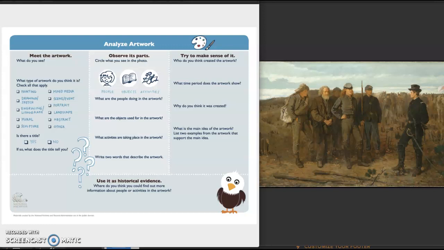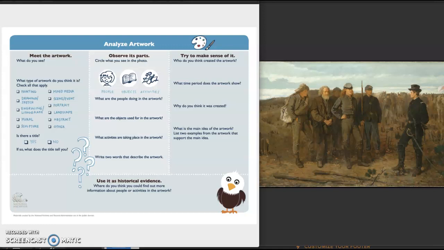And why do you think this was created? What do you think this artwork is showing? Why do you think Winslow Homer painted three soldiers in various levels of cleanliness and even age? And there are the two Union soldiers to the right of him, showing how good-looking and clean they are. And what is the main idea of this artwork? Look for examples that support your main idea. So, what do you think is happening? What do you think the idea of Winslow Homer was for this painting?